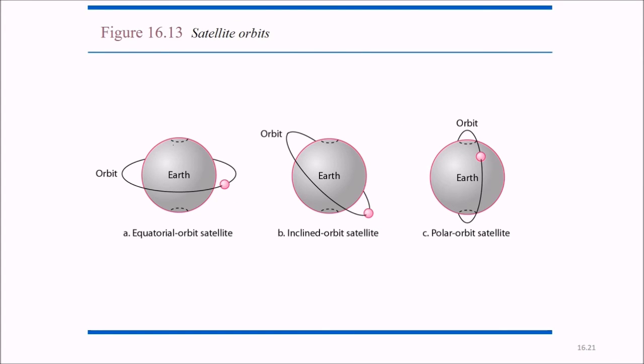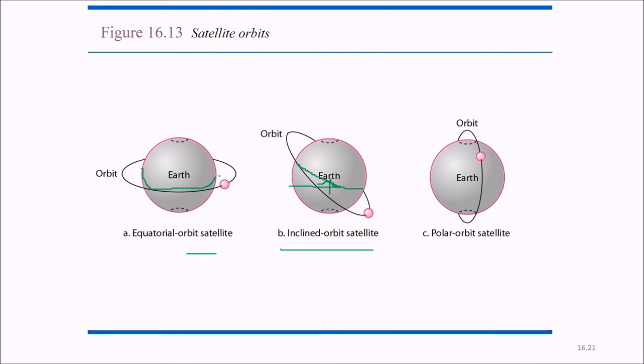You can have three kinds of satellite orbits. First is the equatorial orbit satellite. This orbit is along the equator. If this is the equator of the earth, this orbit is always along the equator. And now the inclined orbit satellite: if this is the equator, this orbit makes a certain angle with the equator, always a certain angle, so that it can cover the whole earth.